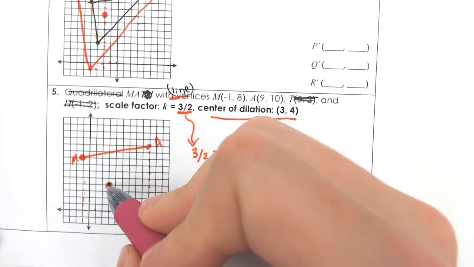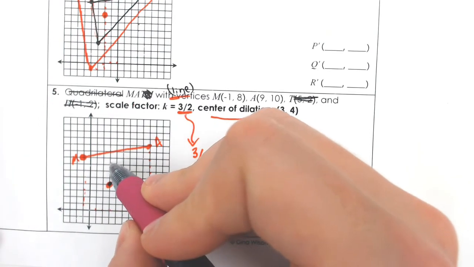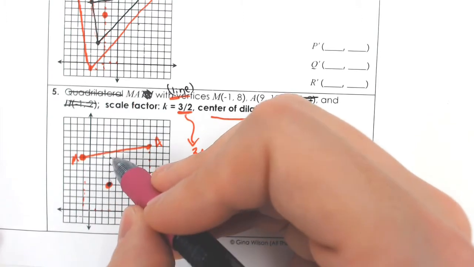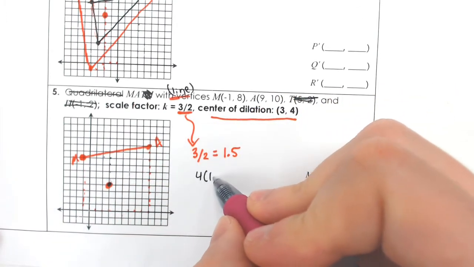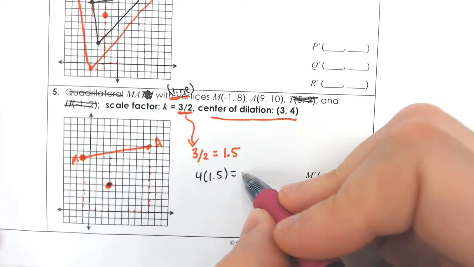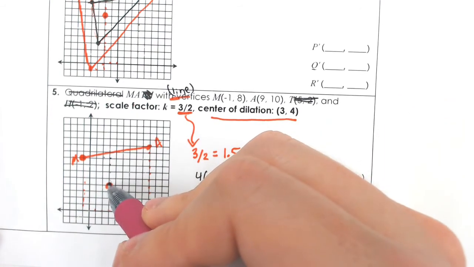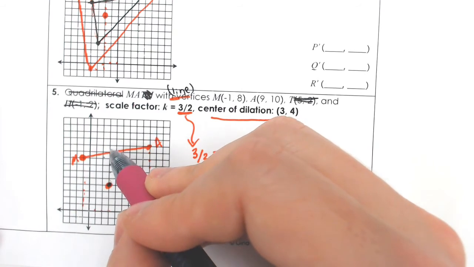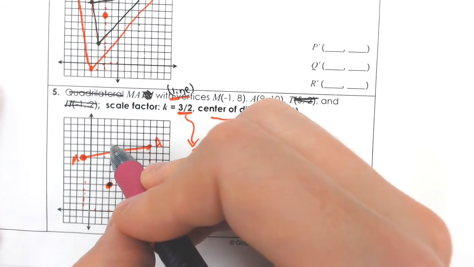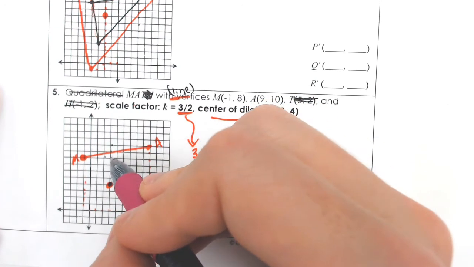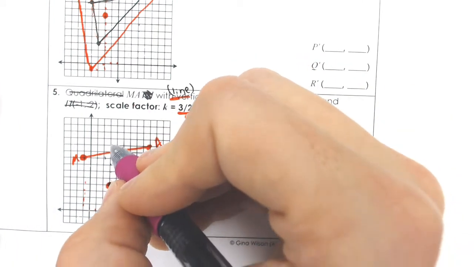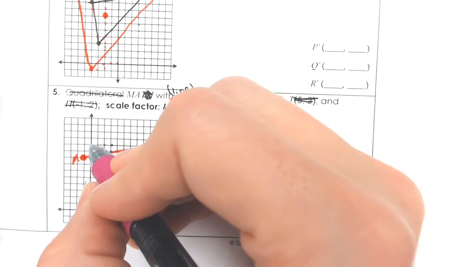So how much do we go up and over? 1, 2, 3, 4. If I want to go 1.5 times 4, well, 4 times 1.5 is 6. So instead of going up by 4, I'm going to go up by 6. 1, 2, 3, 4, 5, 6. And instead of going to the left by 1, 2, 3, 4, I'm also going to go to the left by 6. 1, 2, 3, 4, 5, 6.